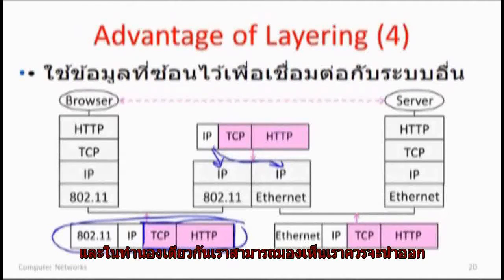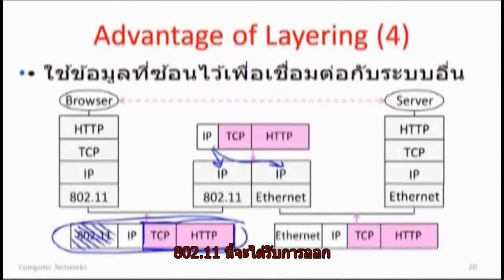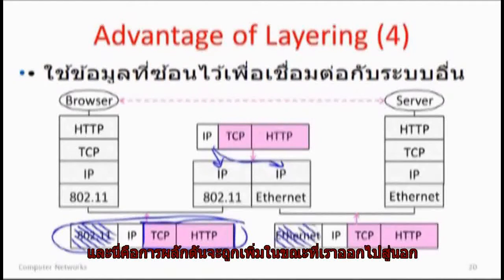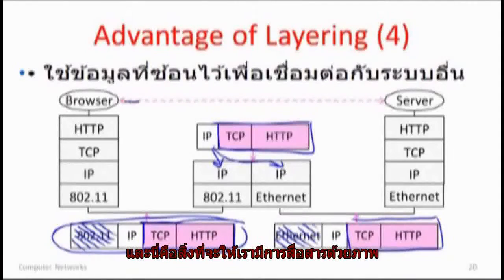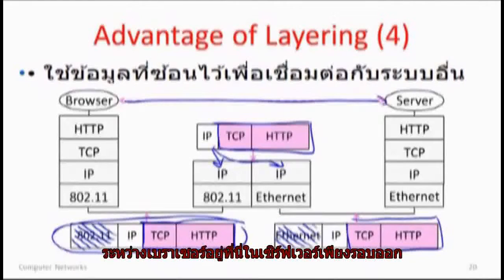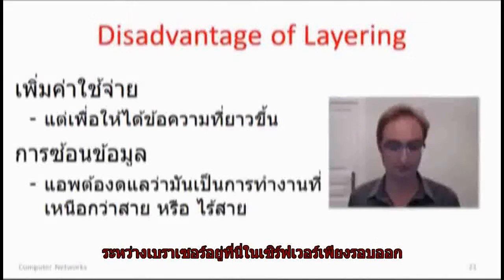And similarly, we can see as we go across actually, this 802.11 will be taken off, and this Ethernet portion here will be added as we go on the other side. But all of the information in the middle that we cared about, the TCP and HTTP, will be passed unaltered. And this is what is providing us with virtual communication between the browser here and the server here. So that's protocols and layering.